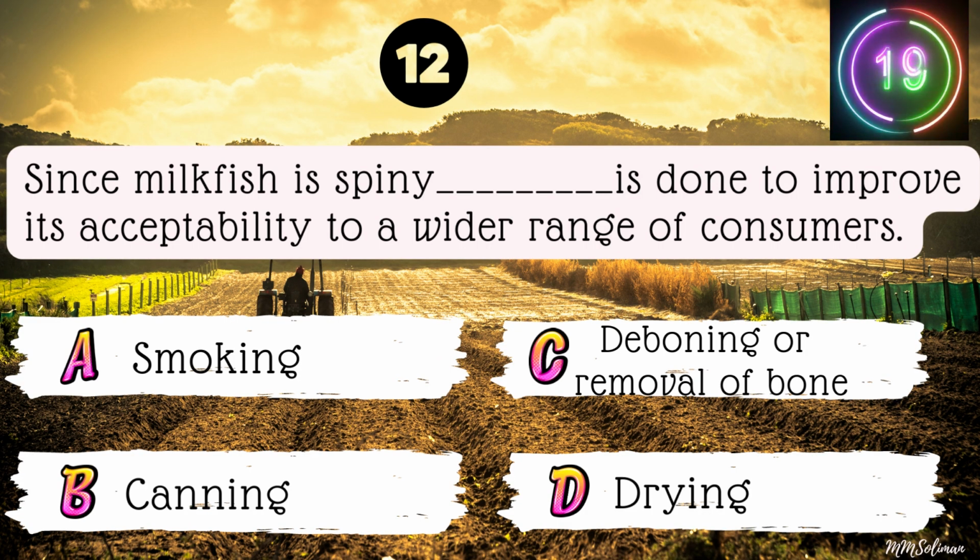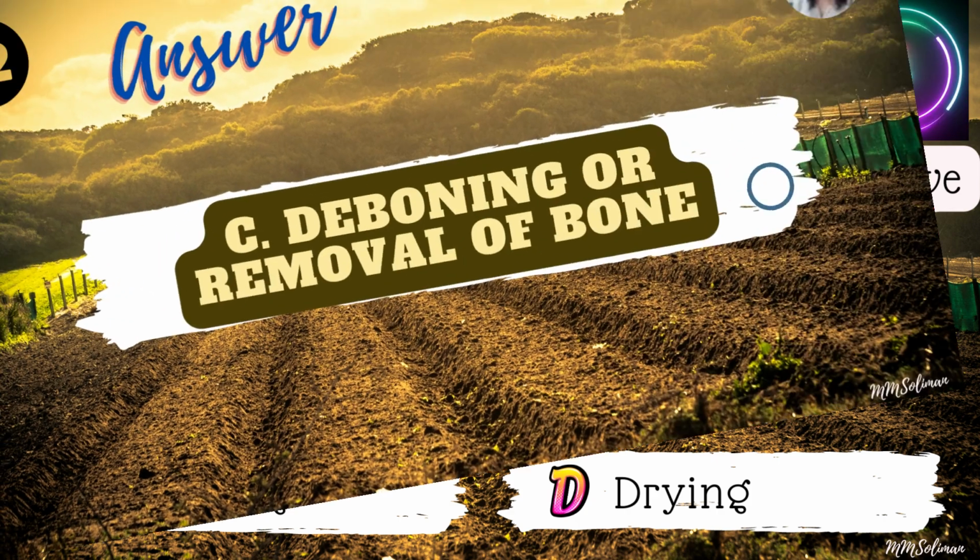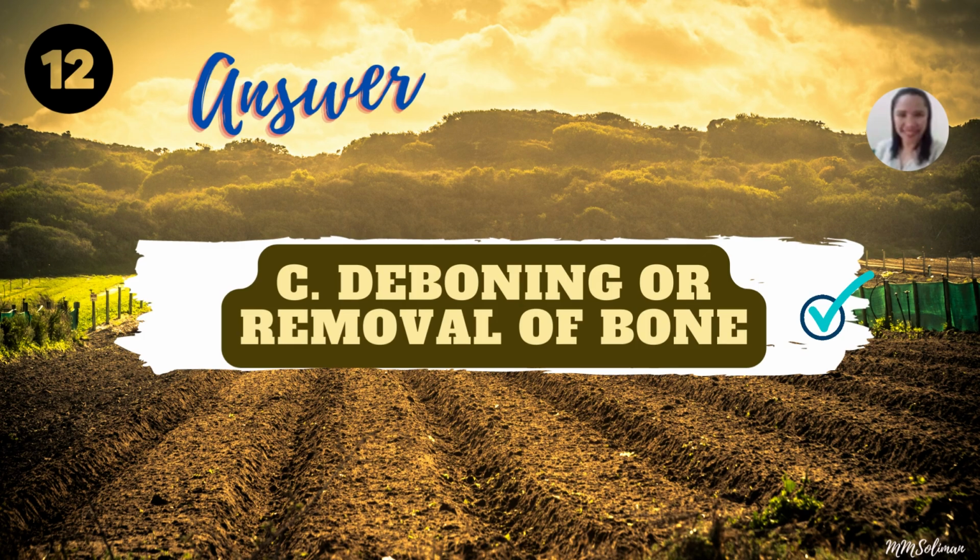Since milkfish is spiny, blank is done to improve its acceptability to a wider range of consumers. A. Smoking, B. Canning, C. Deboning or removal of bone, D. Drying. Deboning or removal of bone.